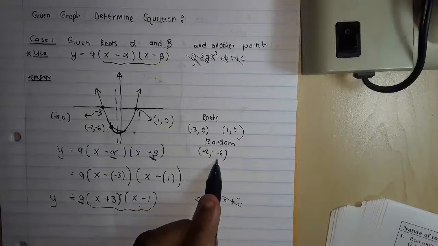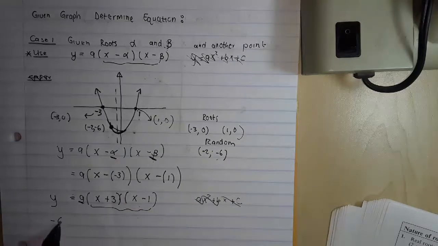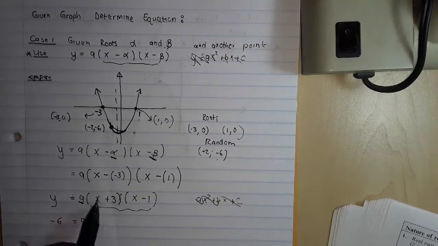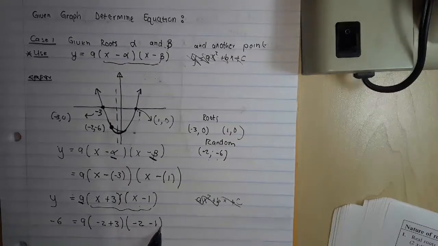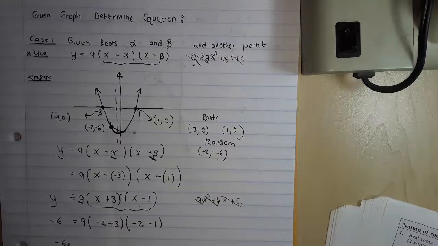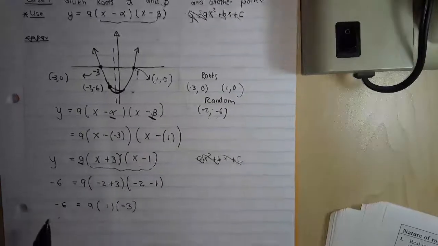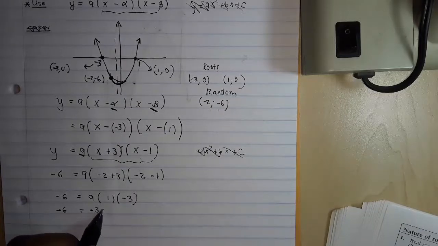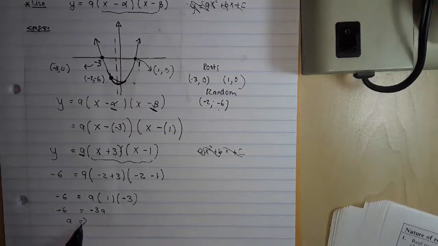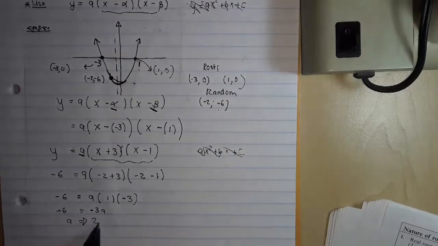We have here on the random point, our y value is minus 6 equals a. Our x value is minus 2, then plus 3. x is minus 2, minus 1, right? And if you simplify this, you have minus 6 equals a times 1 times minus 3, so minus 6 equals minus 3a, which is a equals 2. So you can just solve for a equals 2.